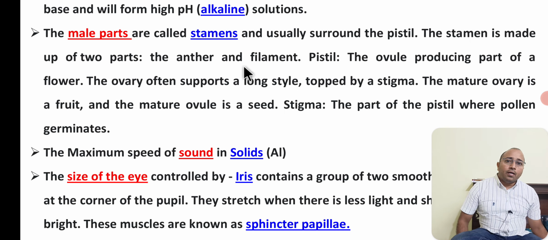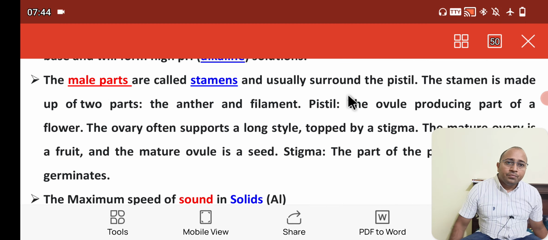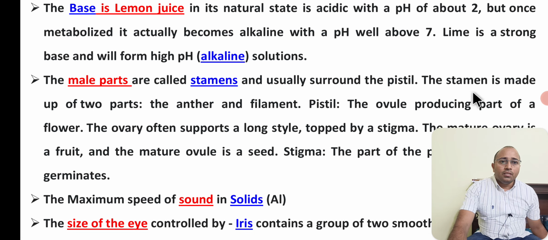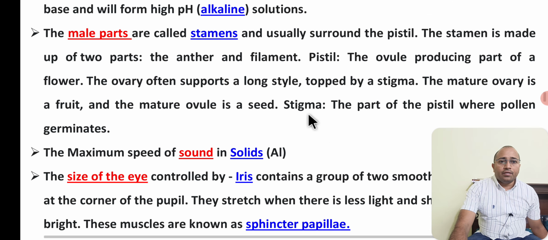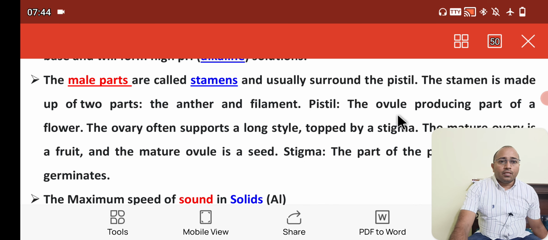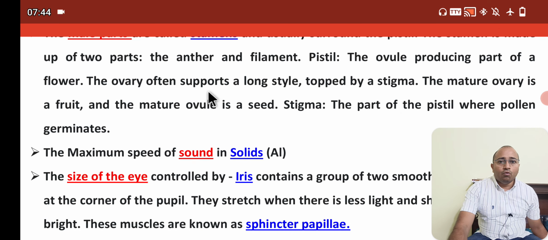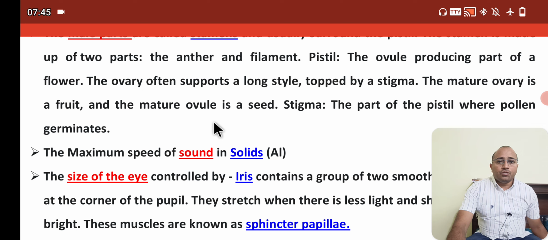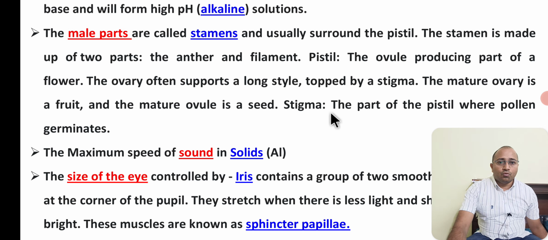You know about the male parts, they are called stamens. They usually surround the pistil. The stamen is made up of 2 parts, that is anther and filament. You will find this in a flower, guys. In the pistil, the ovule-producing part of the flower, the ovary often supports a long style topped by a stigma. The mature ovary is a fruit, the mature ovule is a seed. The stigma is the part of the pistil where pollen germinates. So the male parts are the stamens, guys, which are separate from the female one.